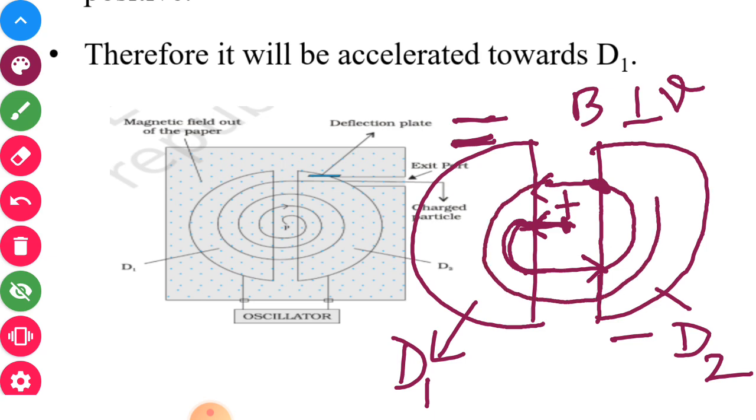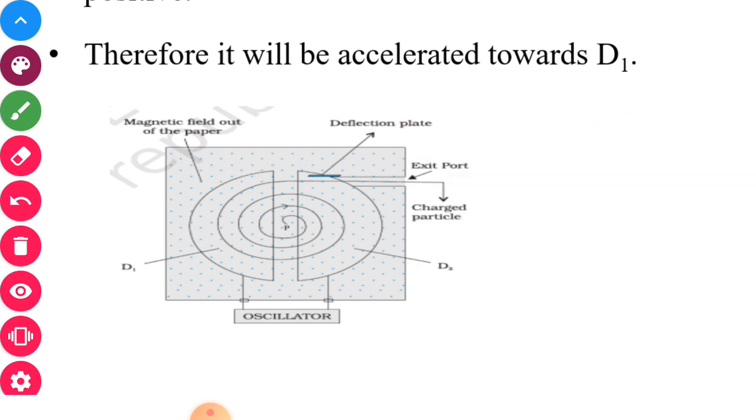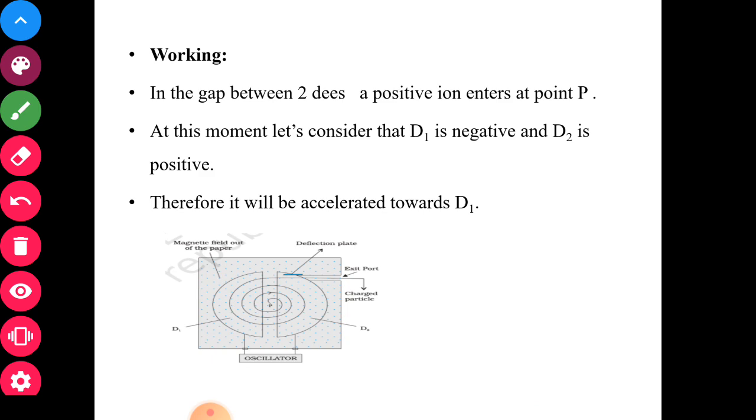This way the whole process goes on, and whenever it comes here at the exit port, maximum kinetic energy or maximum speed of this charged particle is obtained, and when it is at the exit port the deflection plate will take this accelerated charged particle out of the D's. Okay, so this is the whole working. So therefore it will be accelerated towards D1.